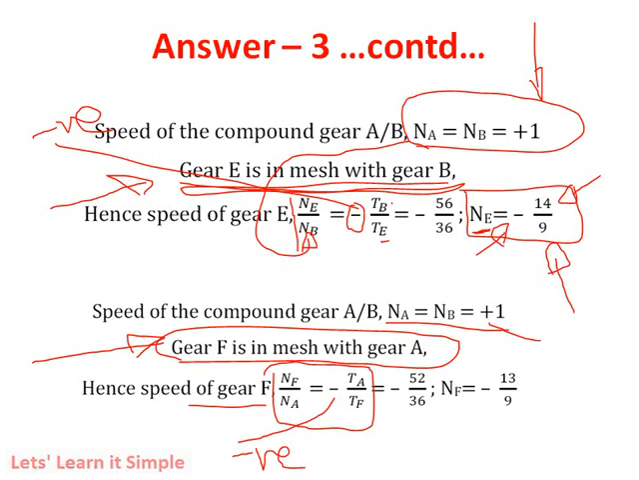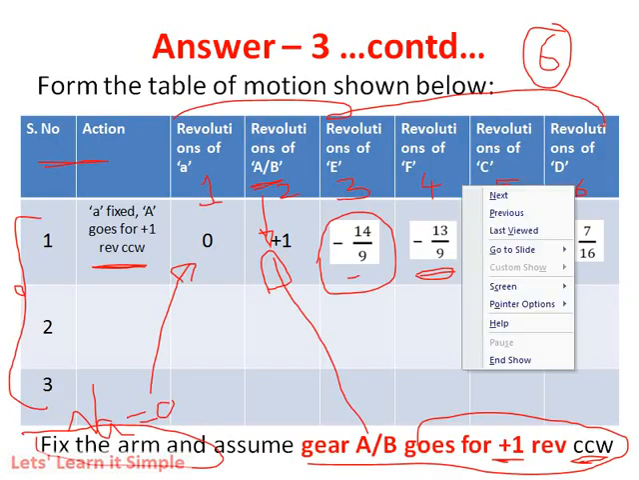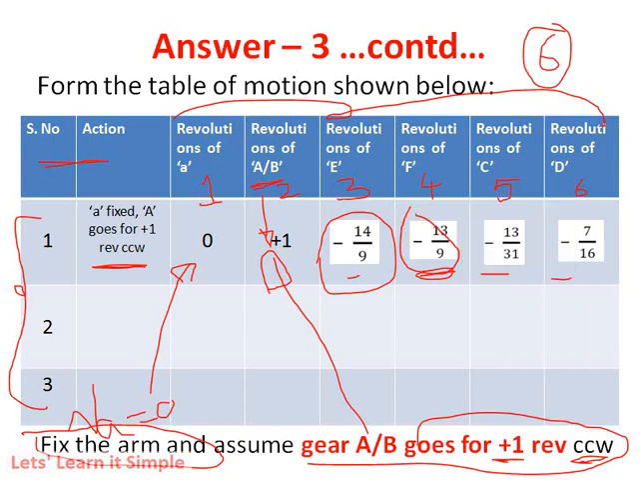So A is assumed as positive, therefore F is assumed as negative. You have to substitute TA, which is given in the question, and TF, also given in the question. You will get NF as minus 13 by 9. Bring this minus 13 by 9 here. So we filled 4 columns. Next, we need to fill the speed of revolution of gear C.